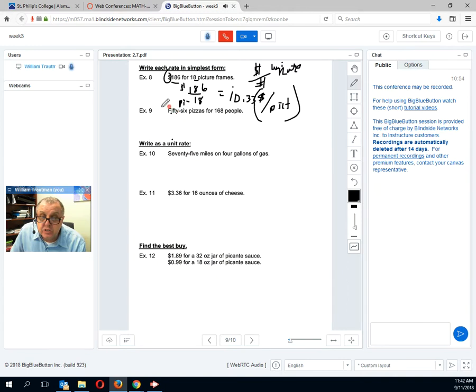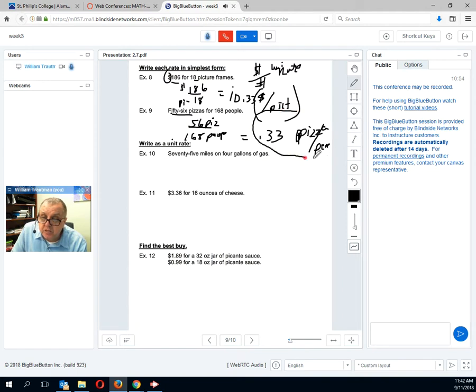So let's look at this one. 56 pizzas for 168 people. So we just put that in our calculator. 56 divided by 168. I get 0.33 pizzas for every person. You see, pizzas are on top and people are on the bottom. So in other words, everybody gets about a third of a pizza.